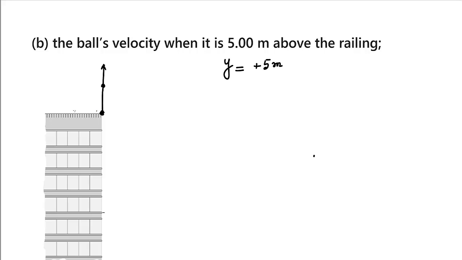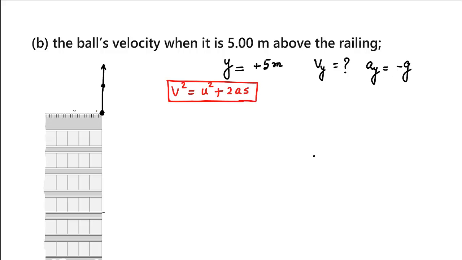And what do we have to find? We have to find velocity, that is Vy. So distance is given and we have to find velocity. Of course, acceleration is also known to me, and in this case acceleration a_y is equal to minus g. So which formula will you use? You will use v squared is equal to u squared plus 2as. This is a kinematic formula for constant acceleration.